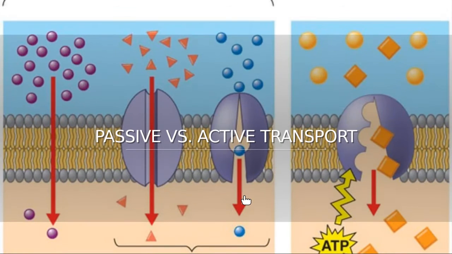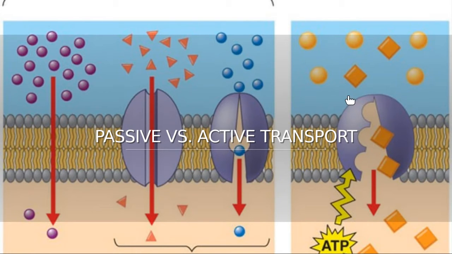We also learned 2 other examples, like facilitated diffusion, which is what you see right here when you have those protein channels and the carrier proteins. And then we also learned about osmosis. That's another type of passive transport.